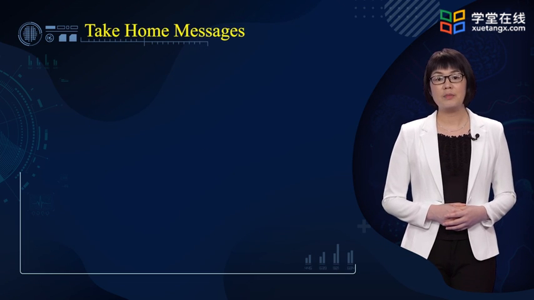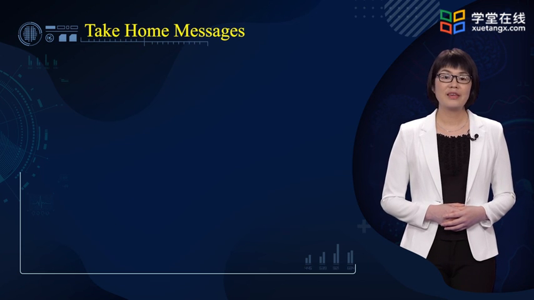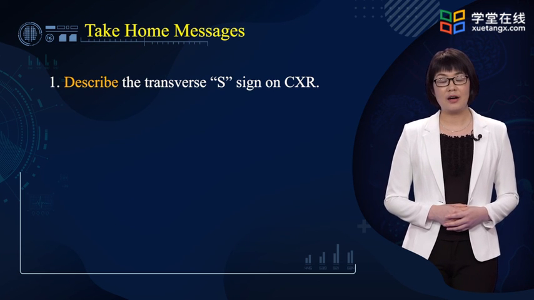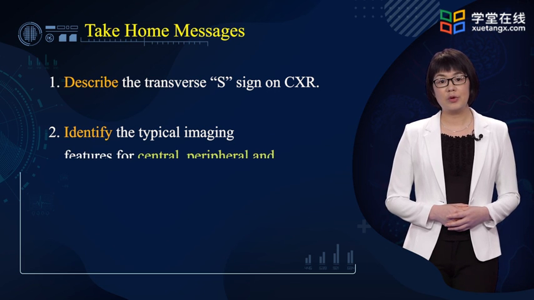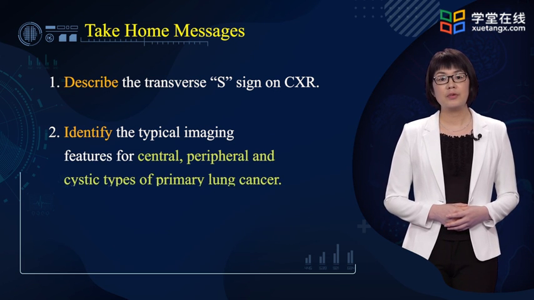And here are take-home messages. One, describe the transverse S sign on chest X-ray. Two, identify the typical radiographic features of central, peripheral, and cystic types of primary lung cancer.